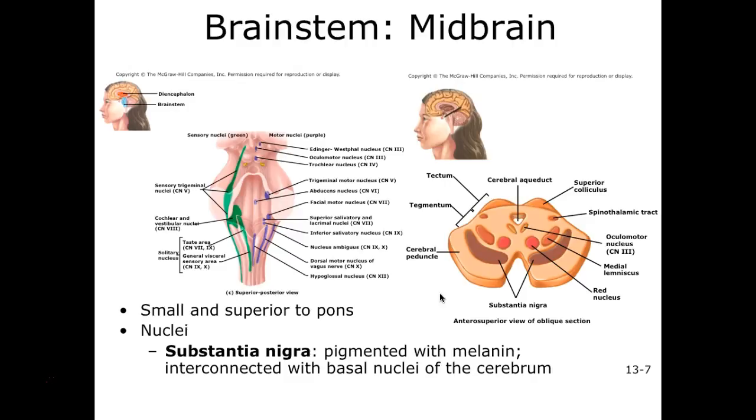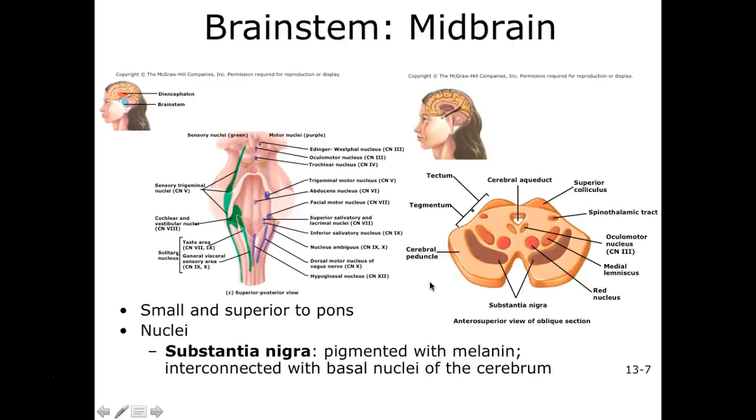Nuclei, I don't want you to think of like a nucleus in a cell. Nuclei in our brain means that we have a collection of cell bodies within the central nervous system. Remember, what term did we use for a collection of cell bodies outside the central nervous system? If you said ganglion, you are correct. Okay, so that's cell bodies outside the central nervous system. We use the term nuclei for collection of cell bodies inside the central nervous system.